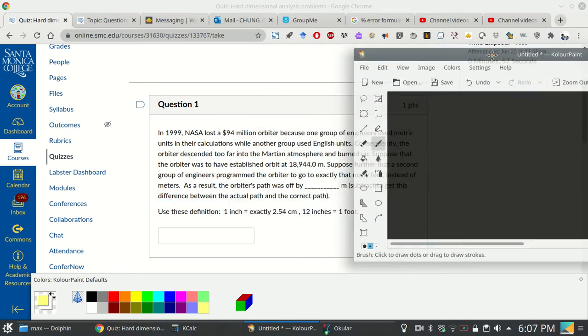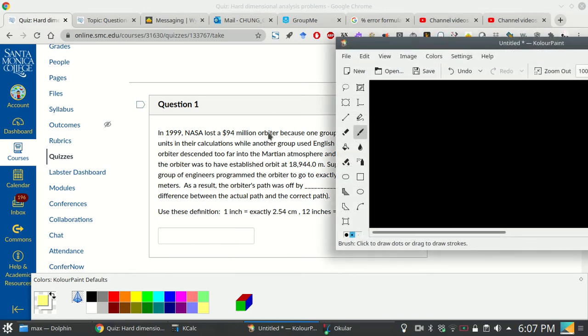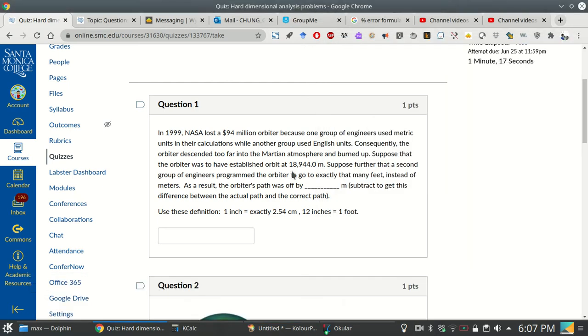It's not obvious where to start. So, in a case like this, you get to draw a picture. This is the Earth. This is a distance of 18,944 meters. This is your satellite. Looks like a TIE fighter. And then a second group of engineers did it for that many feet. So how much was it off by in meters?